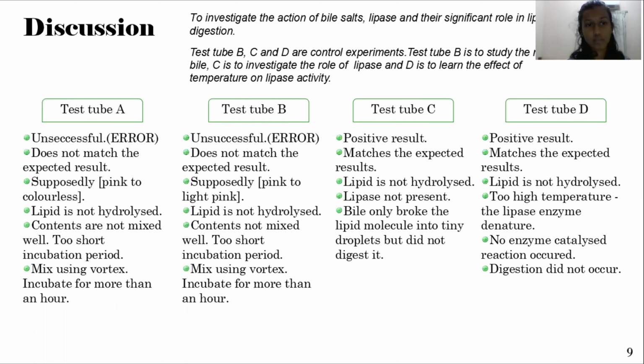However, the experiment was unsuccessful. We have found an error in the experiment. It does not match the expected result. Supposedly, the pink color of the phenolphthalein must change to colorless. This is because fatty acid must have been produced, which will create a low pH condition, and it causes the color change. But here, our lipid is not hydrolyzed.